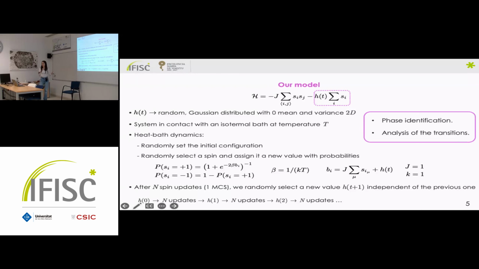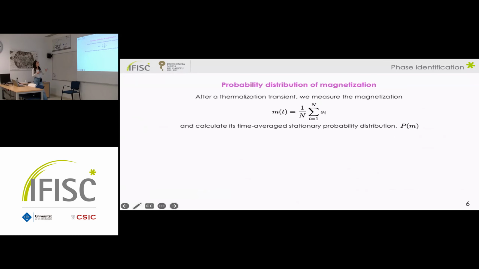Okay, so now let's see what the results are in our model. In particular, first we want to identify the different phases, and then we want to analyze the transitions between them. So, in order to identify the different phases, first we are going to look at the probability distribution of the magnetization.